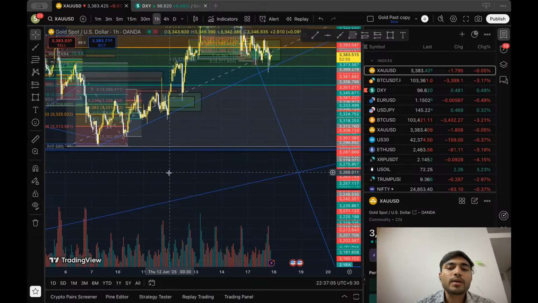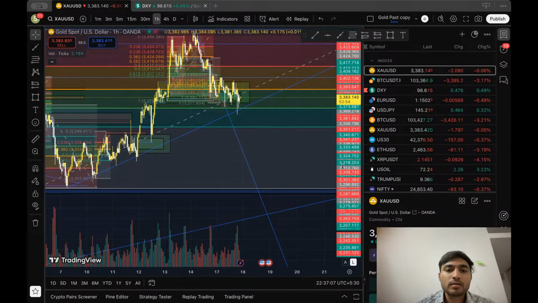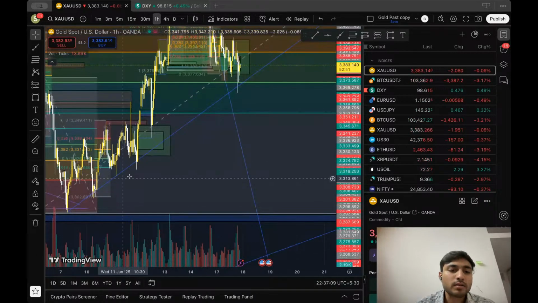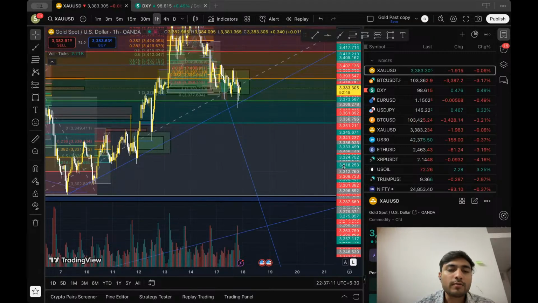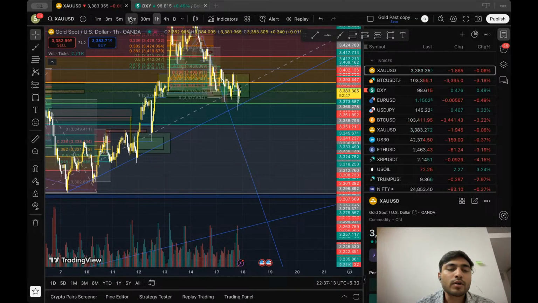The problem is it is following a trend line in 1 hour time frame. But when you go into lower time frames, you see closing happening below this, below this, below this. Is this trend line in 1 day time frame?